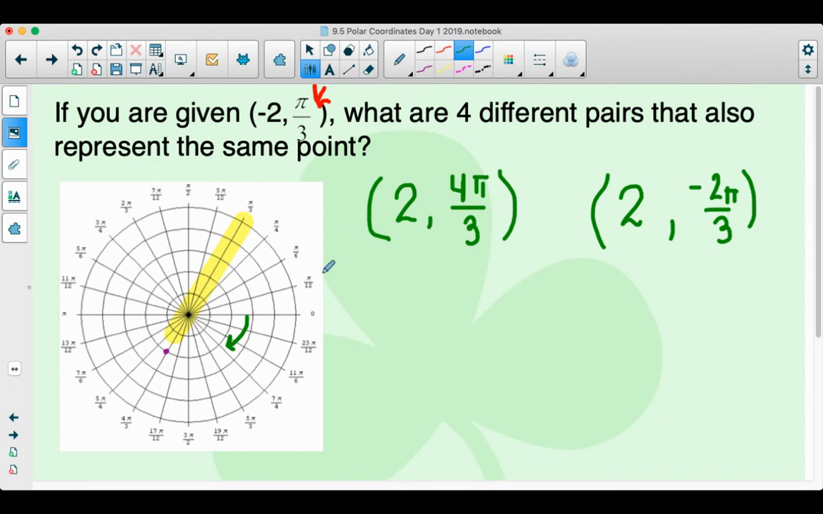And another one that we could do is I could go all the way around the circle in the negative direction and end up over here, but then use my negative r values to flip it back over there. So that would be a negative 2 comma negative 5 pi thirds.